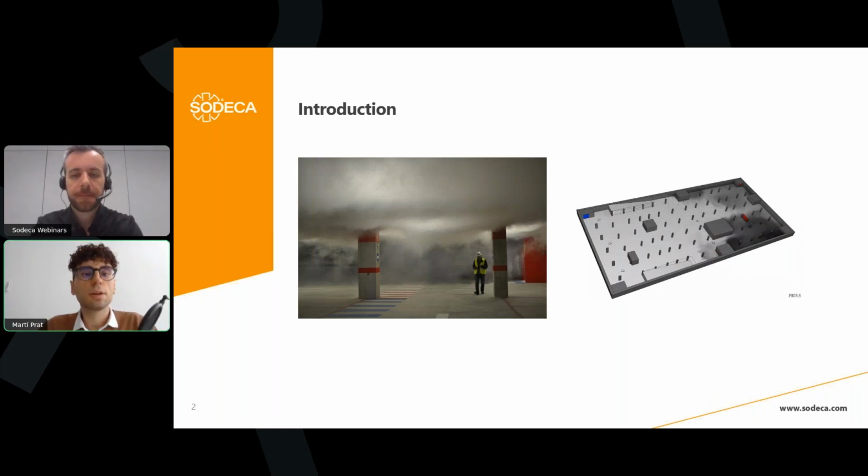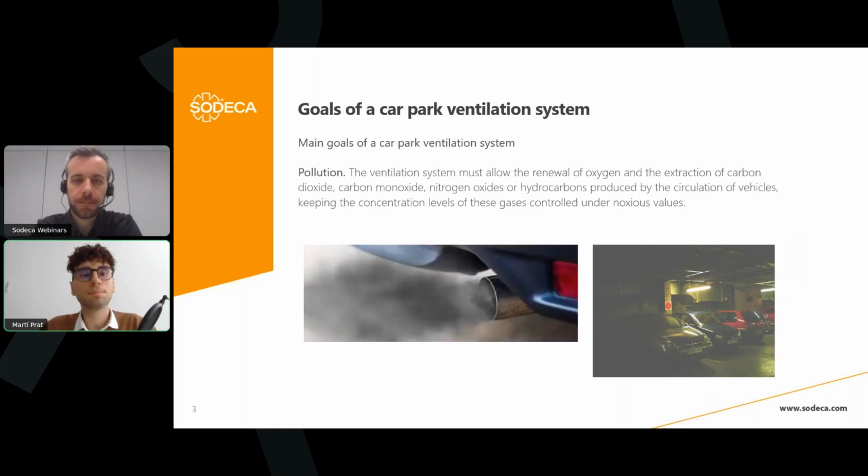To do so, we mainly have two different main goals. The first one is pollution. We want to reduce the pollution levels of carbon dioxide, carbon monoxide, nitrogen oxide, these different gases produced by vehicles, to acceptable levels, so the occupants do not breathe these gases.